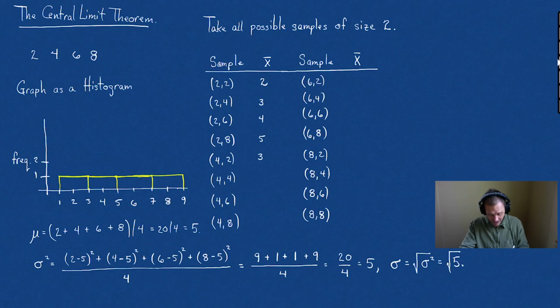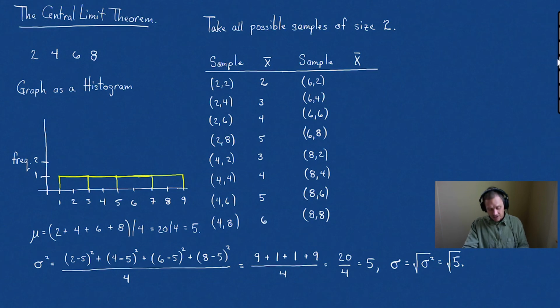4 plus 4 is 8. Sorry, I did that kind of fast. That probably wasn't fair. 4 plus 4 is 8, divided by 2. 4 plus 6 is 10, divide that by 2. 4 plus 8, that's 12. 12 divided by 2 is 6.